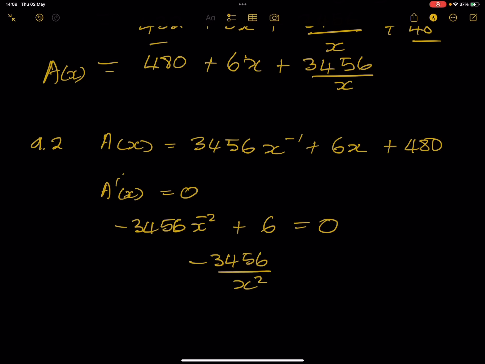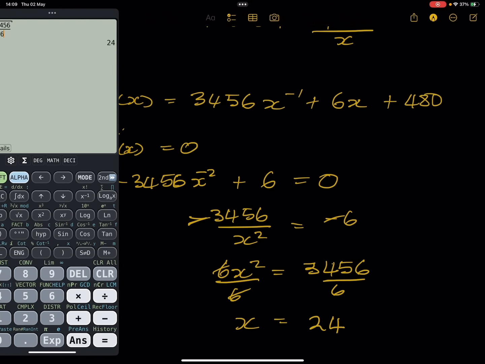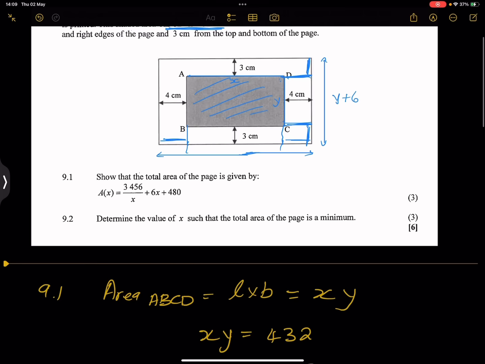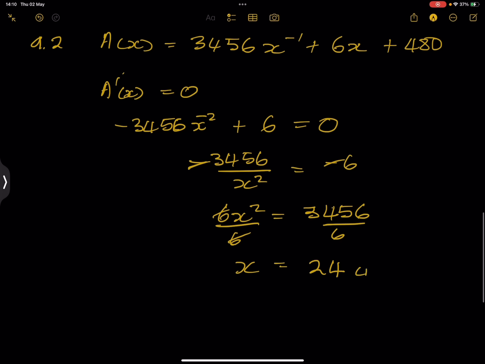So this would be the square root of 3456 divided by 6. And I get x is equal to 24, right? And please remember that that is centimeters, because my area was given in centimeters squared. So this means that x would be 24 centimeters. I hope that makes sense, ladies and gents, as we move on to the last question.